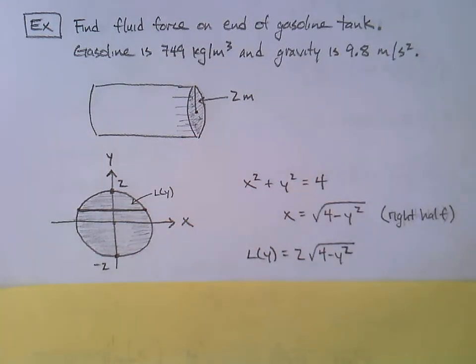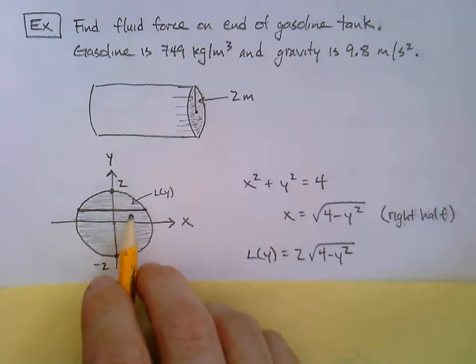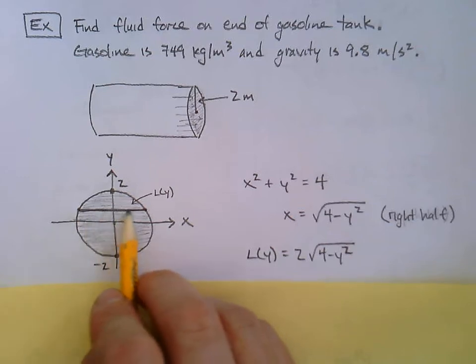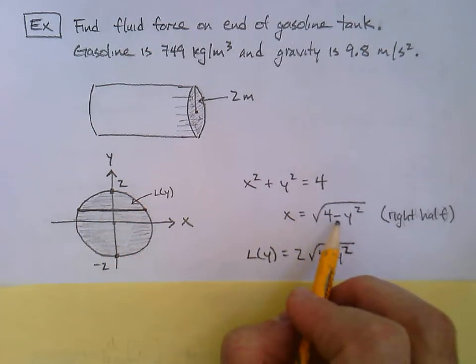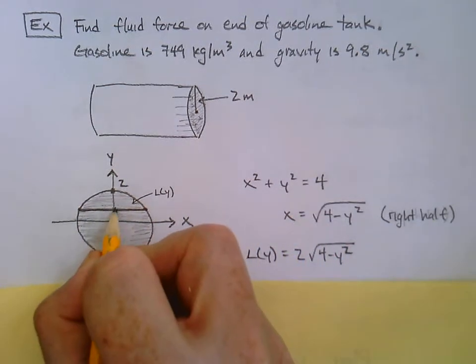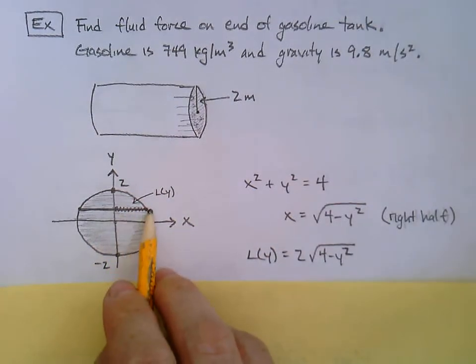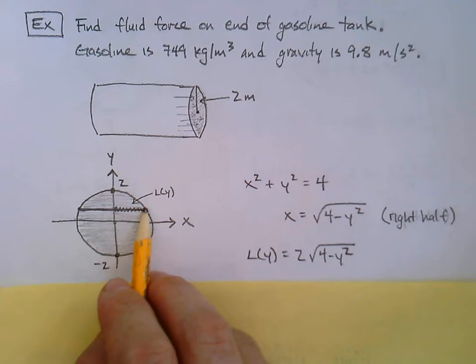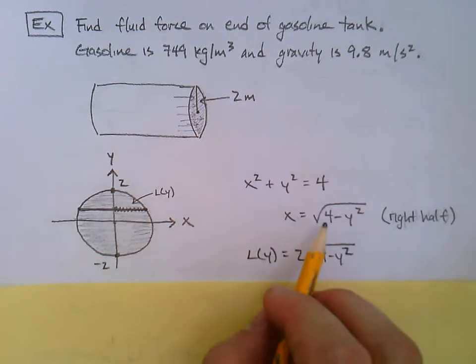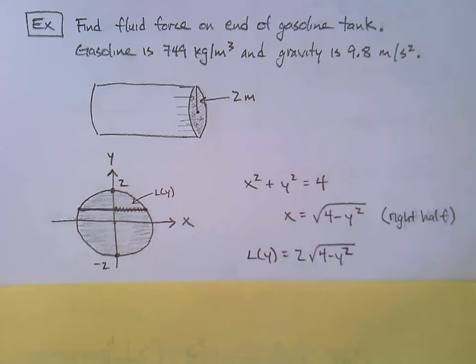Now that's really important because you notice L of y goes all the way across. So if this only describes the right half, it's only describing this right here. But L of y is the whole thing. So we need to multiply that by 2. So L of y equals 2 times the square root of 4 minus y squared.